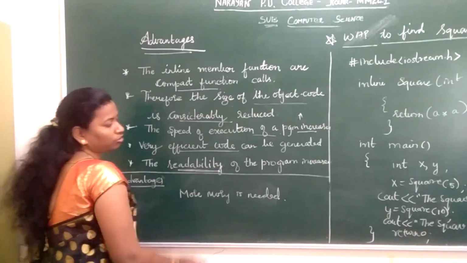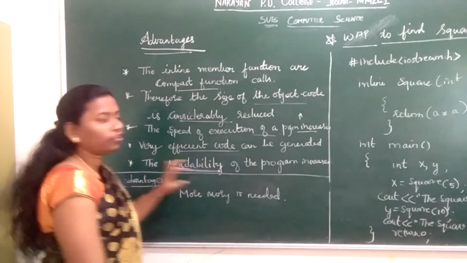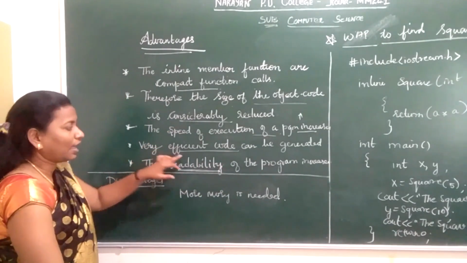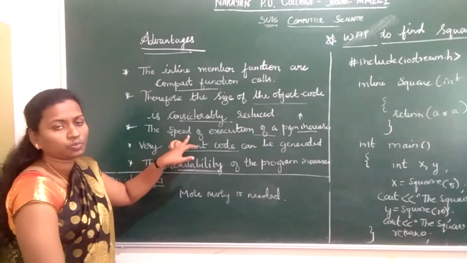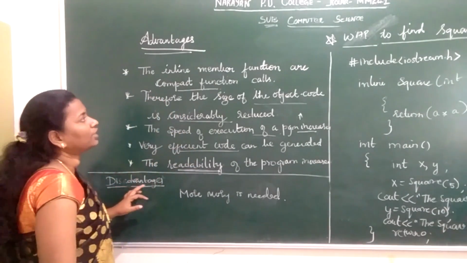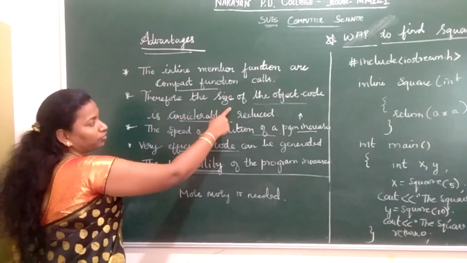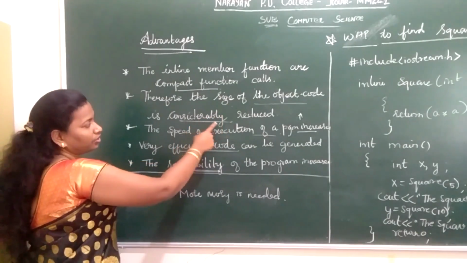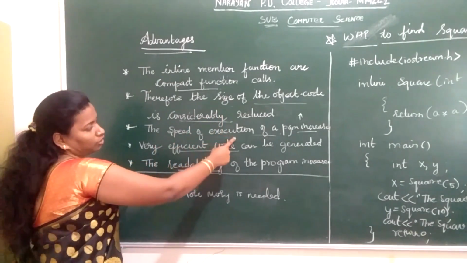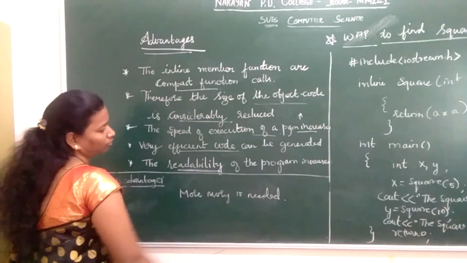I repeat, once you write a short function, short source code, the readability of the program increases, and efficiency and speed also increase. So I repeat, there are 5 advantages. The inline member function is a compact function call. Because it is compact, the size of the object code is reduced considerably. The speed of execution of a program increases. It's very efficient code. The readability of the program increases.